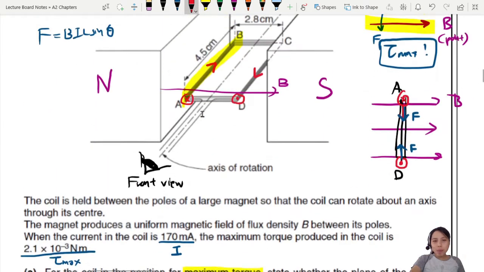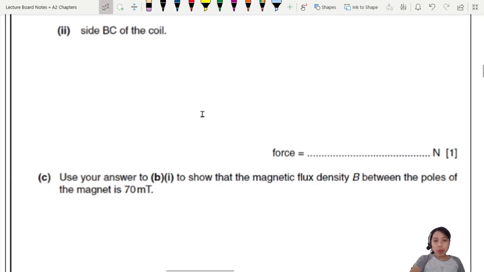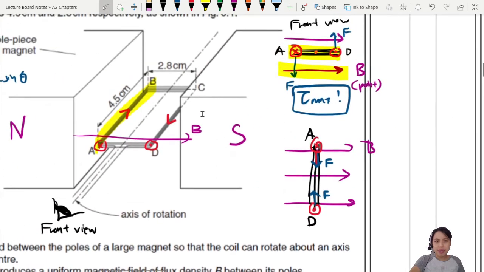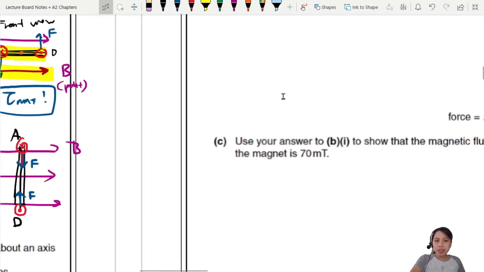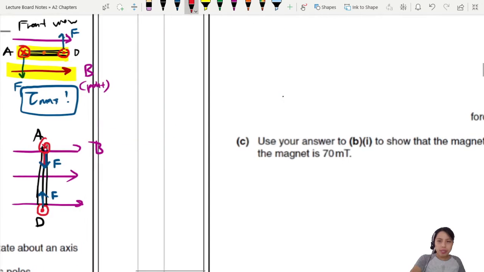Now we come to the next part. What is the force on side BC of the coil? Where is BC? BC is down on this end. Is there a force acting on it? If you're not sure, redraw. BC, okay, so BC will experience a current this way. So let's draw BC out.